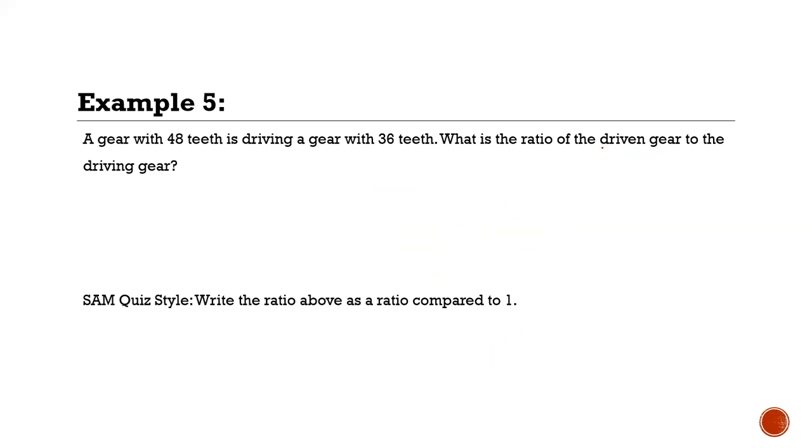So the driven gear. So which one's the driven gear? Well, let's look back at the sentence. A gear with 48 teeth is driving a gear with 36 teeth. So 48 teeth, this is my driver. So that must mean the 36 is the driven. Okay. So what's the ratio of the driven gear? That's first. So 36 to 48. And then we reduce it.